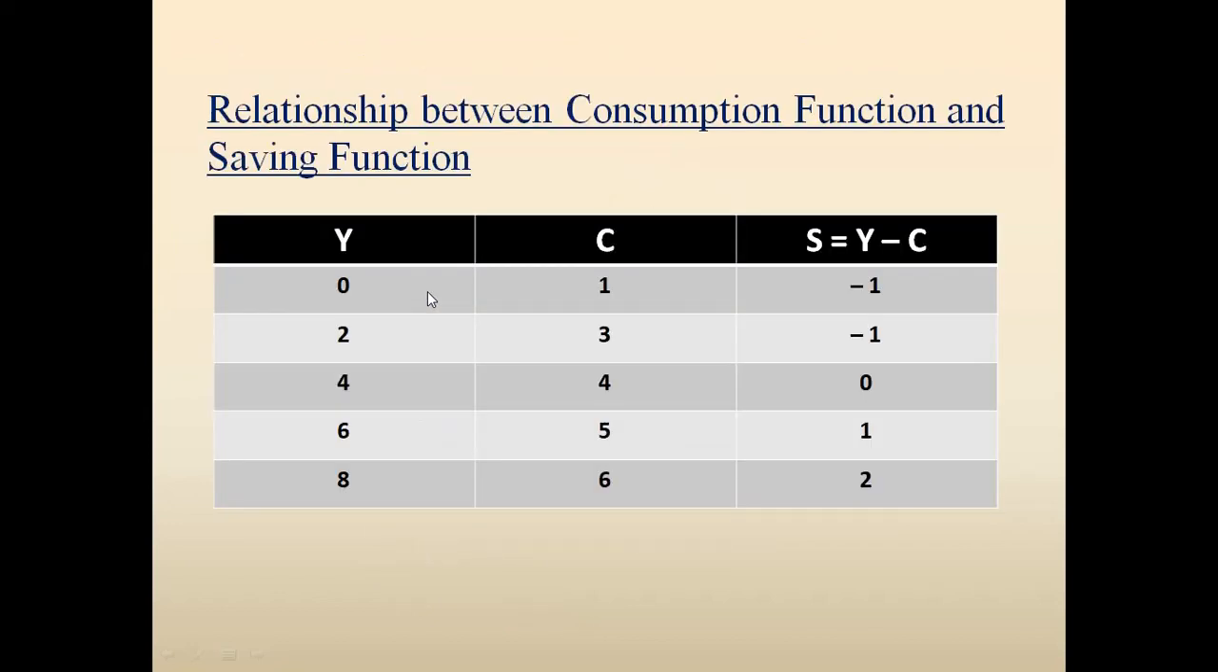Now let us go back to this schedule. Here you can see that initially your saving was negative, and it becomes 0, and then after some point of time, with continuous rise in income, your saving will be positive. So saving has 3 aspects: negative initially, then 0, then positive.